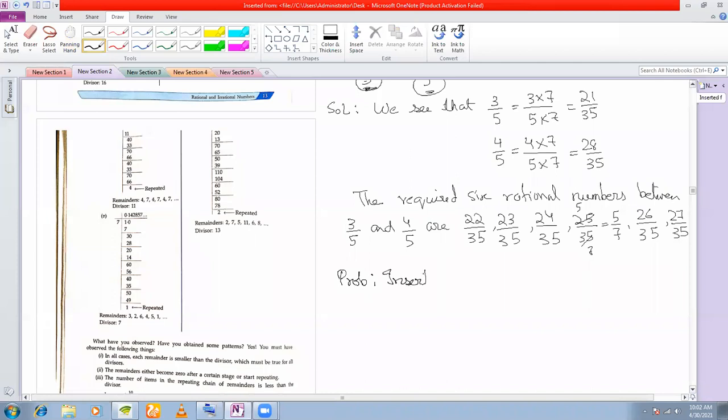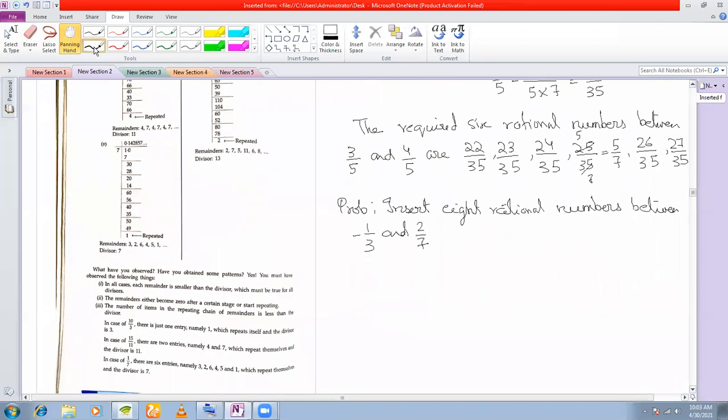Insert 8 rational numbers between minus 1/3 and 2 by 7. Okay, you have to insert 8 rational numbers between the two. Now, this problem is different from the last problem because the denominators are different. So whenever the denominators are different, this is how you are going to proceed.